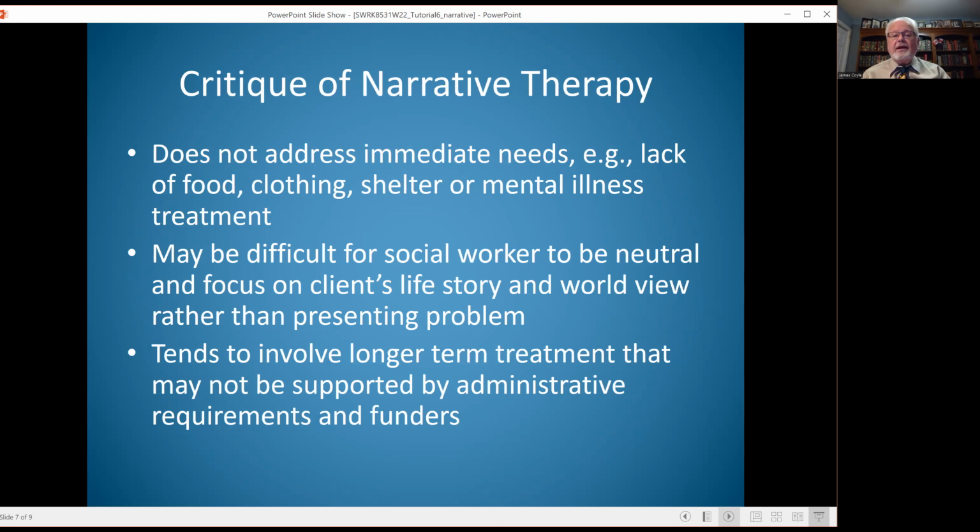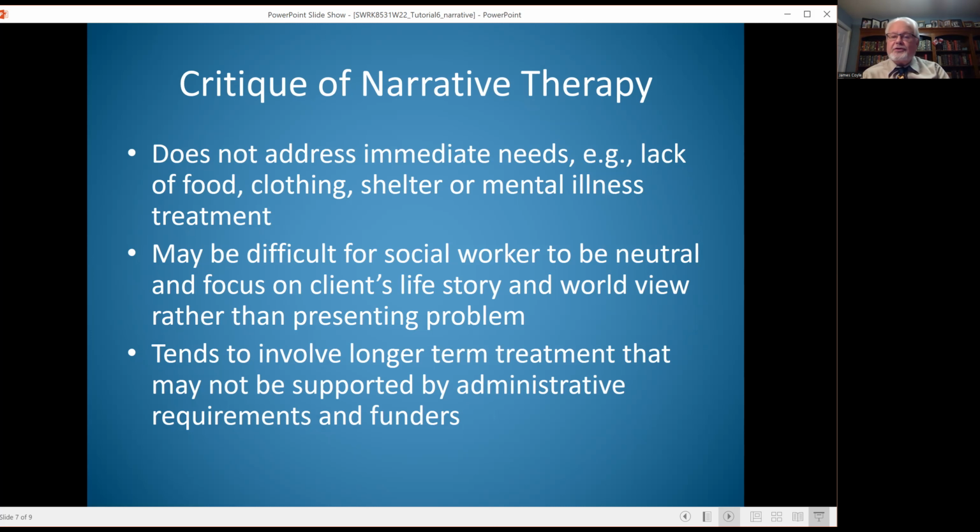Narrative therapy, on the other hand, has been critiqued because it doesn't address immediate needs. And if there are immediate needs, you'll probably need to use some crisis intervention or some other type of intervention, maybe just some linking with resources or whatever that social workers do in order to address this, because narrative therapy takes some time. It's a slower, more reflective type of model.